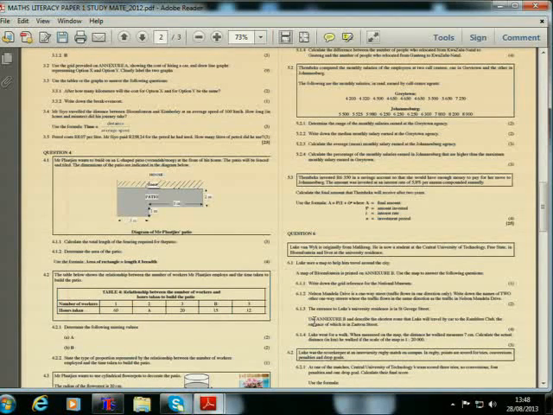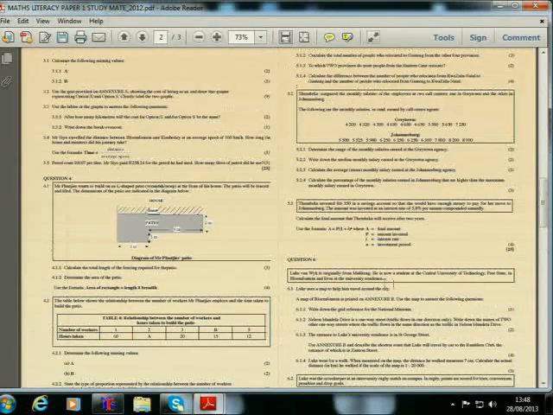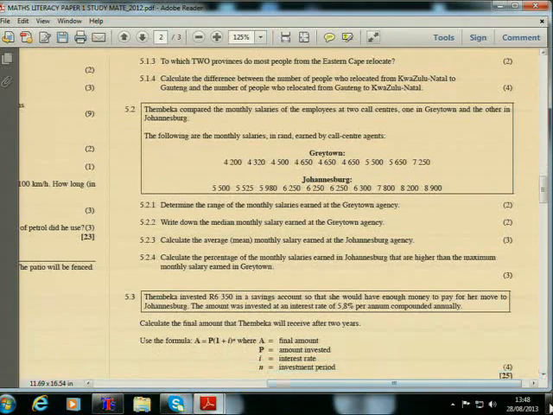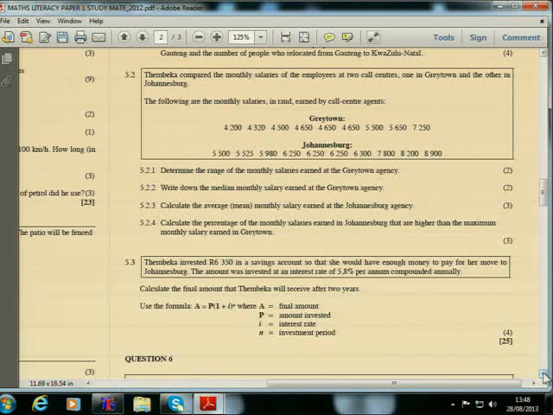We will now quickly look at question 5.2 of this question. I hope it is clearer. We are only going to look at 5.2 in this one, as well as 5.3. Question 5.2 says, Tembeka compared the monthly salaries of the employees at 2 call centers, one in Greyton and the other one in Johannesburg. The following are the monthly salaries in rand paid to call center agents. You can see there we are given the salaries of people working at Greyton, 4,200 rands and so on. And then we are also given the salaries of people working at Johannesburg.